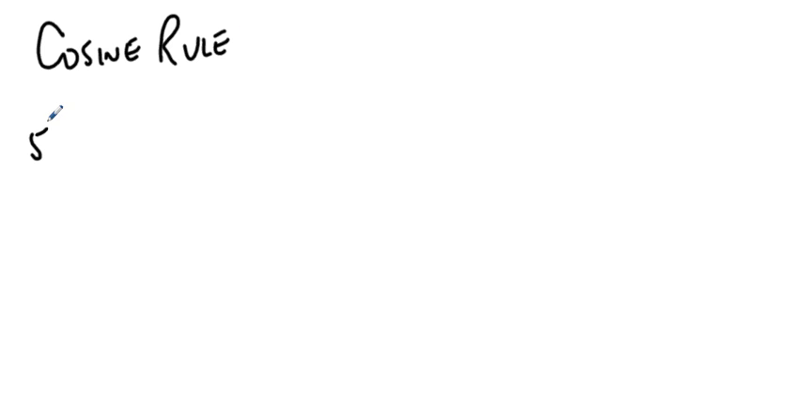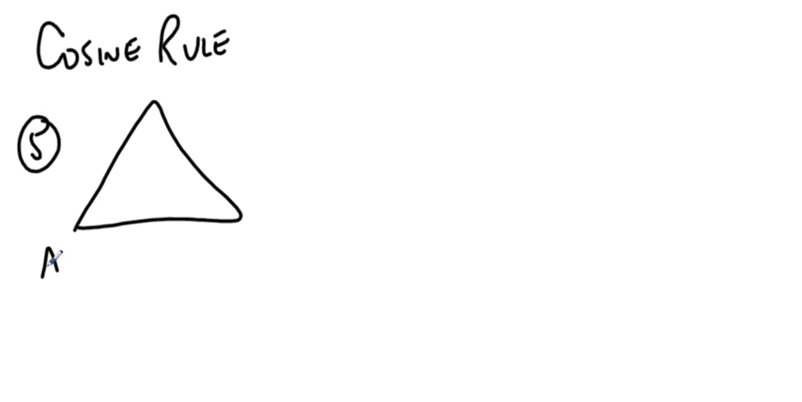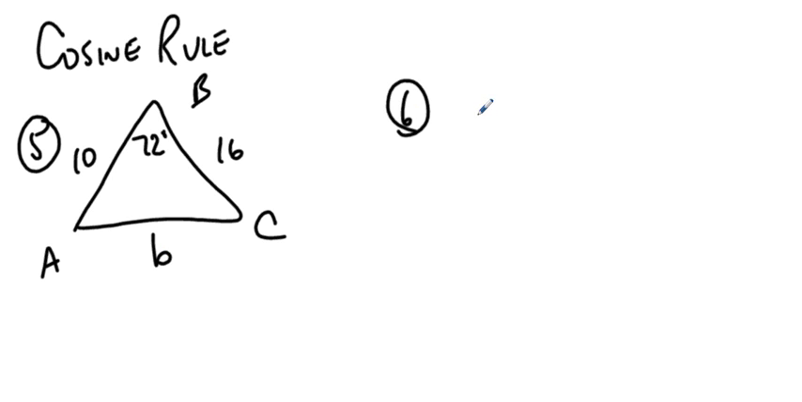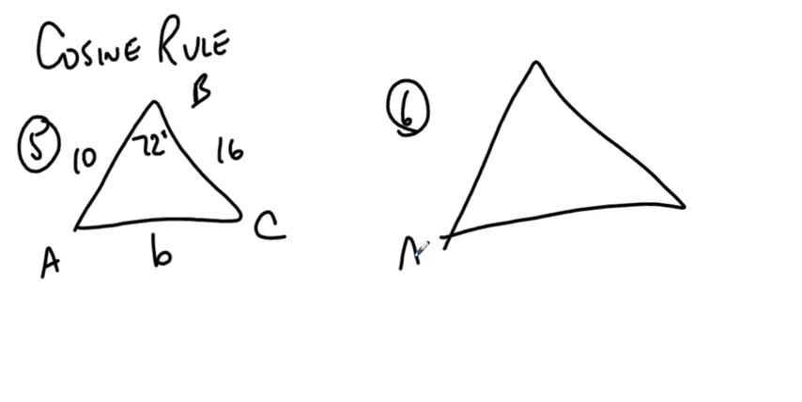And so you should know, here's a triangle ABC. Let's pretend that angle B is 72 degrees and A is 16 and C is 10. I want to know what B is. And then in triangle ABC, if A is 11 and B is 16 and C is 18, I want to know what the measure of angle A is.